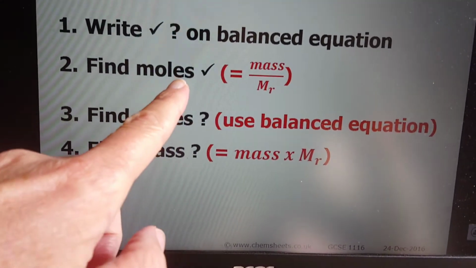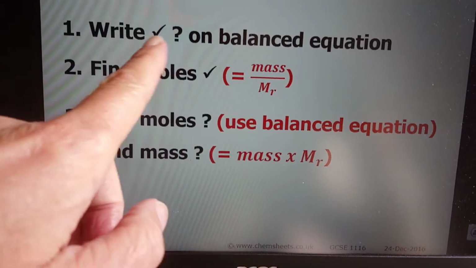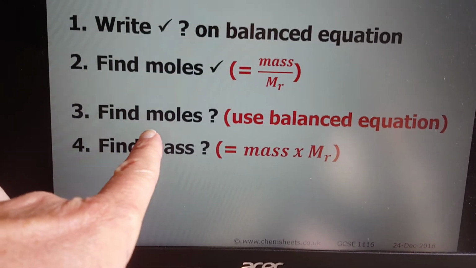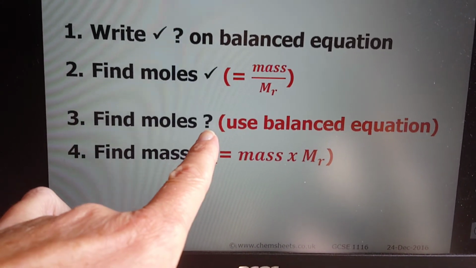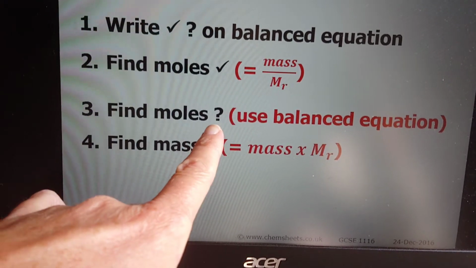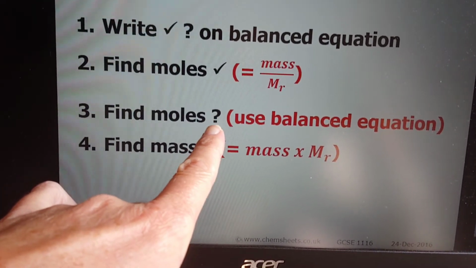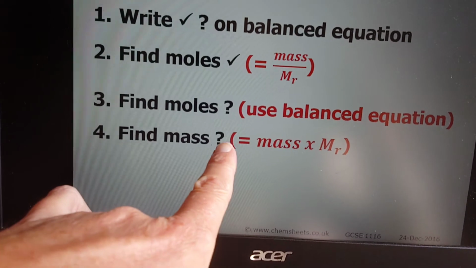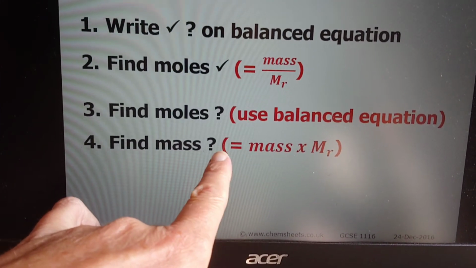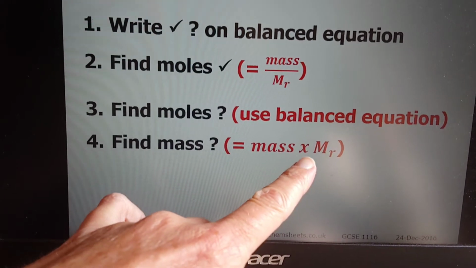Then you have to do a ratio. If you've got a small number of moles, you've got to see what the ratio of molar reaction would be, and I'll talk through that. And then you find the moles of the one with the question mark over it using the balanced equation. And then now you know the moles of the one that you didn't know the moles of to start with. You can then calculate and find the mass. That should say mass equals moles times MR. Okay?